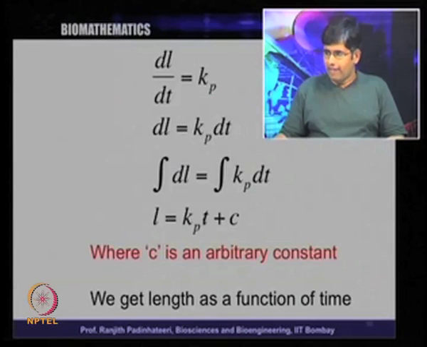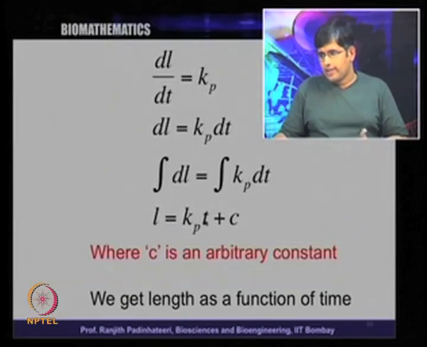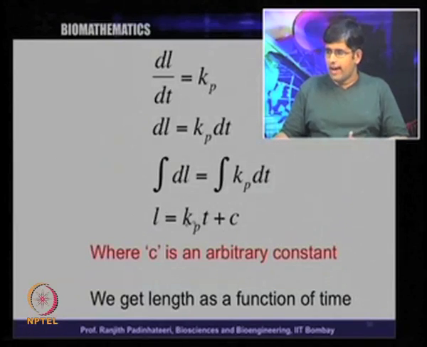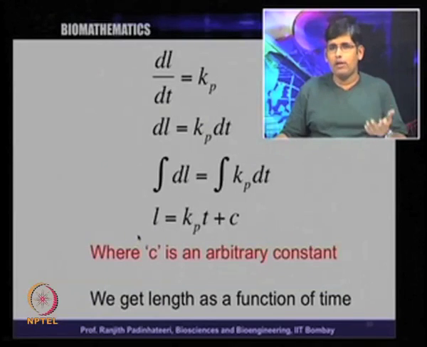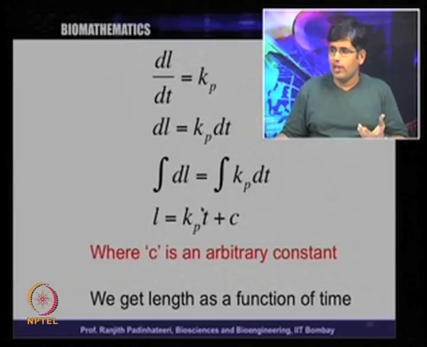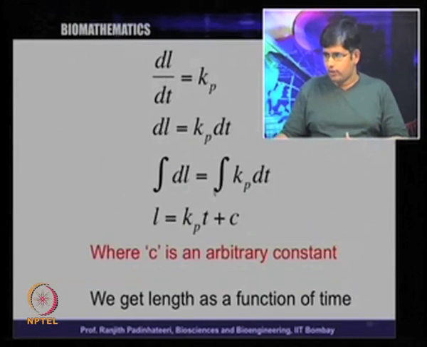So, what does it mean? For any given value of t, there is a value of L. If you change the t a bit, you will change the L. This is the solution of the differential equation that we discussed. If t is 1 second, it will give you the length. If t is 2 seconds, it will give you the length. So, given any value of t, you will get a value of L. Going from dl by dt to L is equal to kpt plus c, we call that the solution of the differential equation.